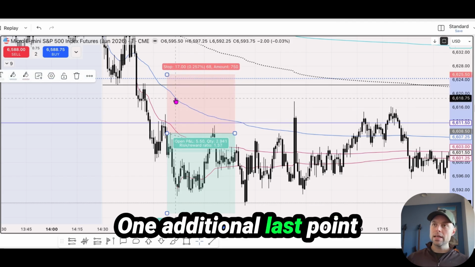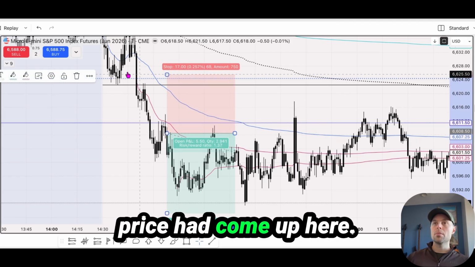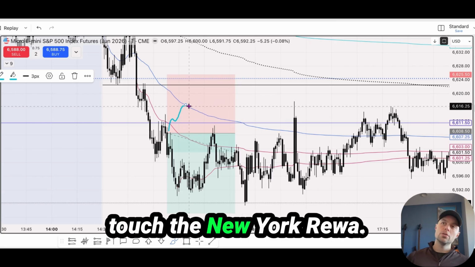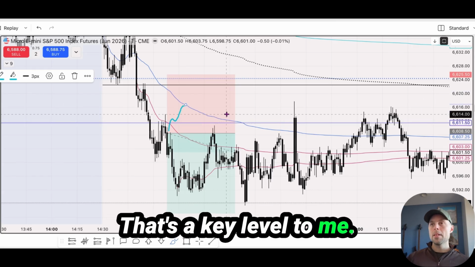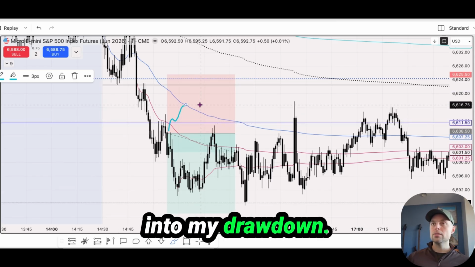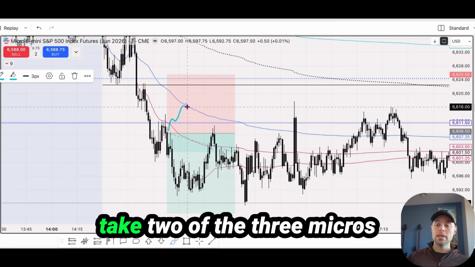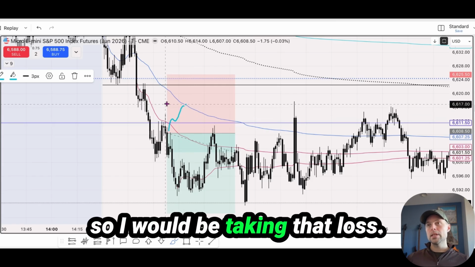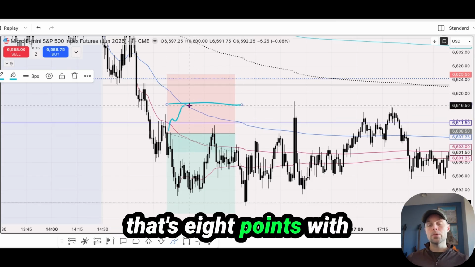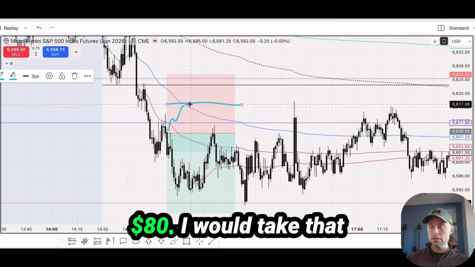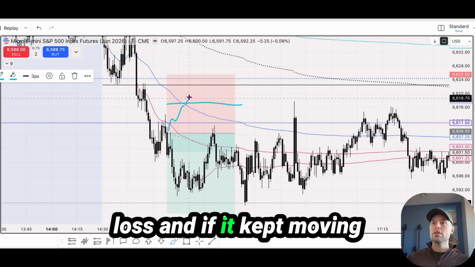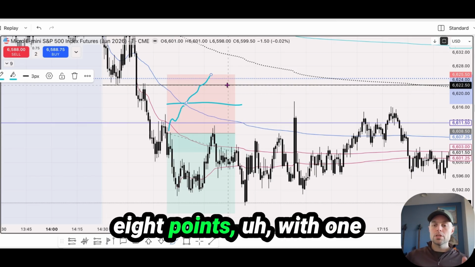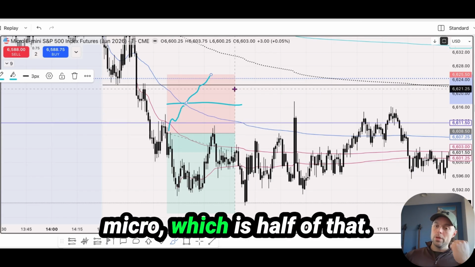One additional last point to make is, if price had come up against me and moved up this way, as we would touch the New York VWAP, that's a key level to me. It's halfway into my drawdown. I would scale out of the position. So I would probably take 2 of the 3 micros off, and then I would be taking that loss. That's 8 points with 2 micros, so that's $80. I would take that loss. And if it kept moving against me, I would only take a loss on the additional 8 points with 1 micro, which is half of that.